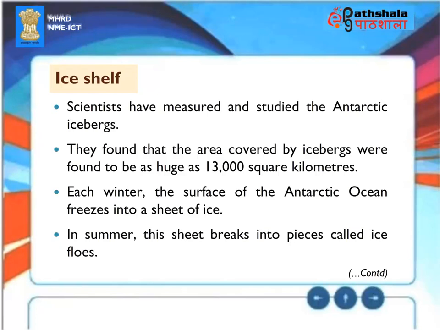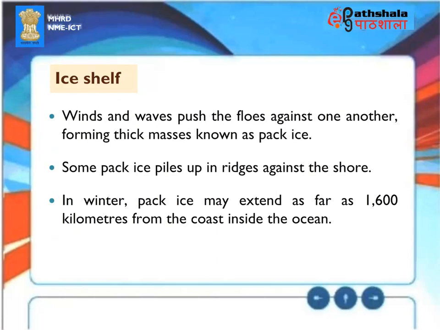Each winter, the surface of the Antarctic Ocean freezes into a sheet of ice. In summer, the sheet breaks into pieces called ice floes. Winds and waves push the floes against one another, forming thick masses known as pack ice. Some pack ice piles up in ridges against the shore. In winter, pack ice may extend as far as 1,600 kilometers from the coast inside the ocean.